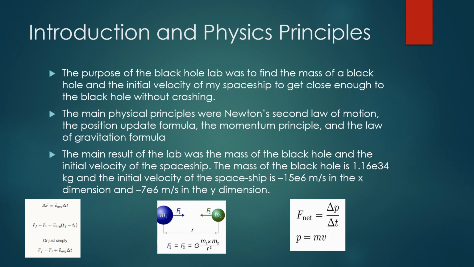The main result of the lab was the mass of the black hole and initial velocity of the spaceship. The mass of the black hole is 1.16 times e to the 34th kilograms. The initial velocity of the spaceship is negative 15 e to the 6th in the x dimension and negative 7 e to the 6th meters per second in the y dimension.